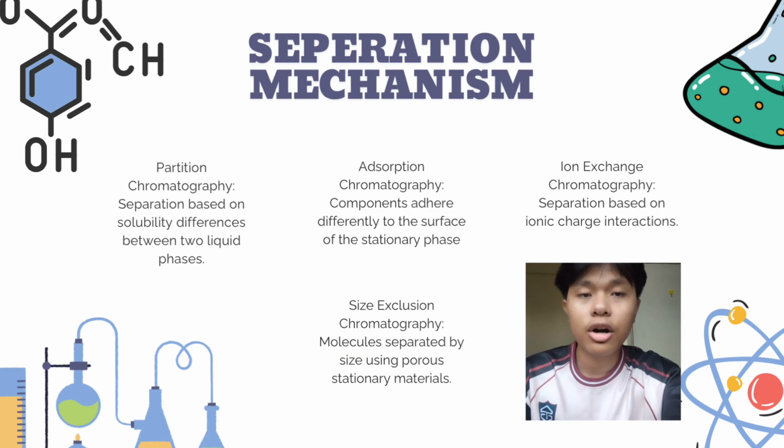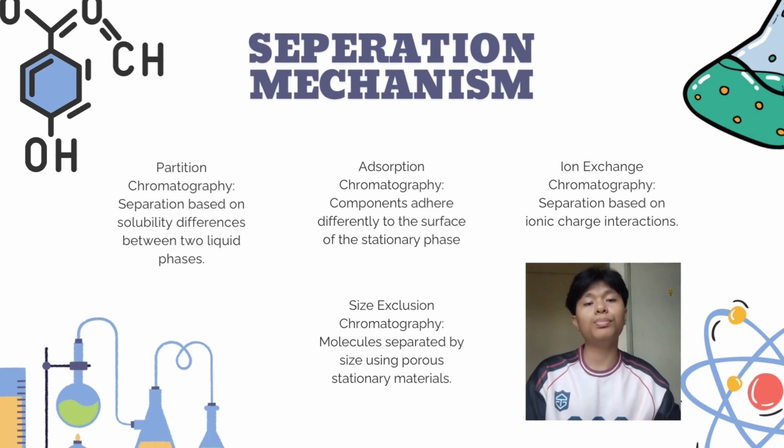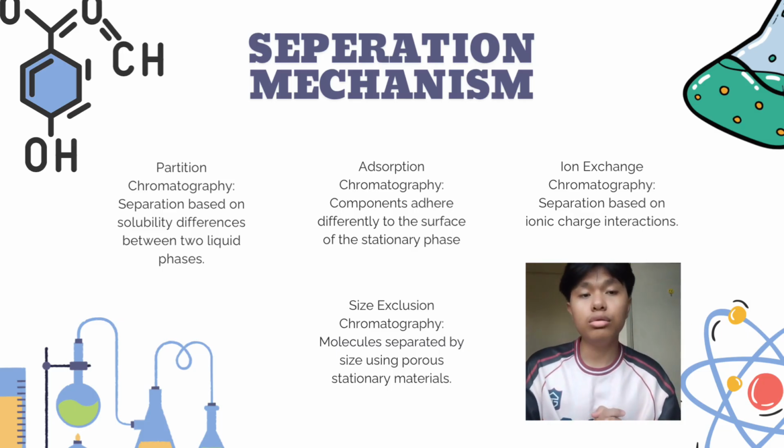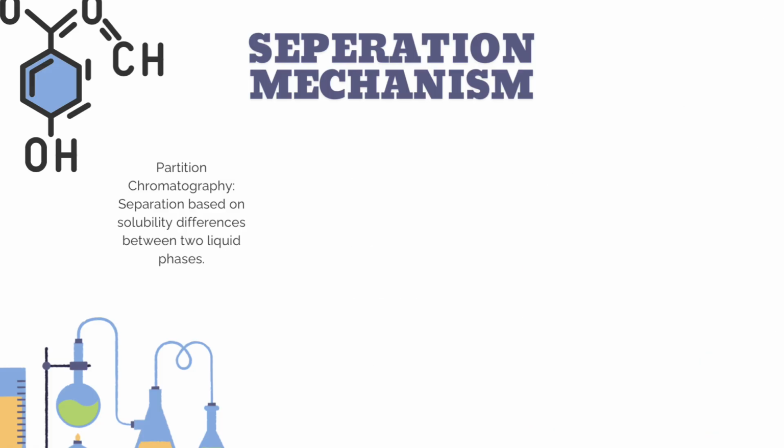In partition chromatography, separation is based on solubility differences between two liquid phases. And for adsorption chromatography, components adhere differently to the surface of the stationary phase. For ion exchange chromatography, separation is based on ionic charge interactions, while for size exclusion chromatography, molecules are separated by size using porous stationary materials.